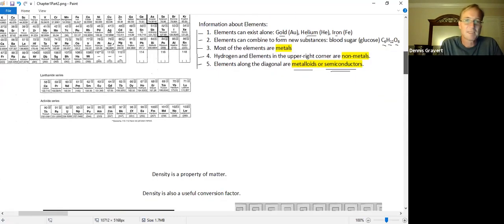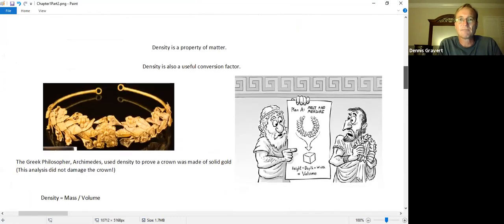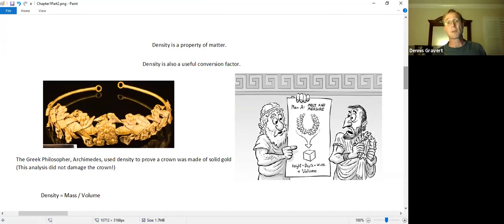Cool. Let's see, density. Density happens to be a really important property of matter. It's very useful. It's also a good conversion factor. There's a cool story based on truth that Archimedes, a Greek philosopher, actually used the principle of density to prove that a crown is made of solid gold.